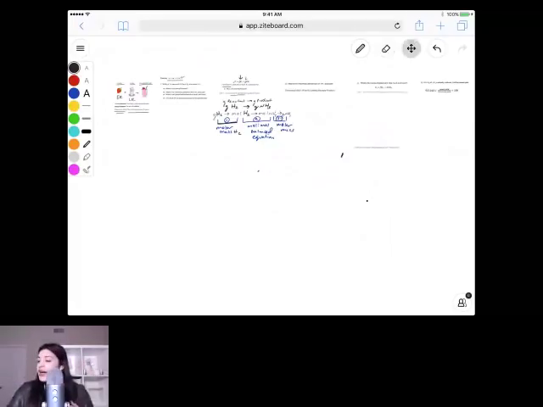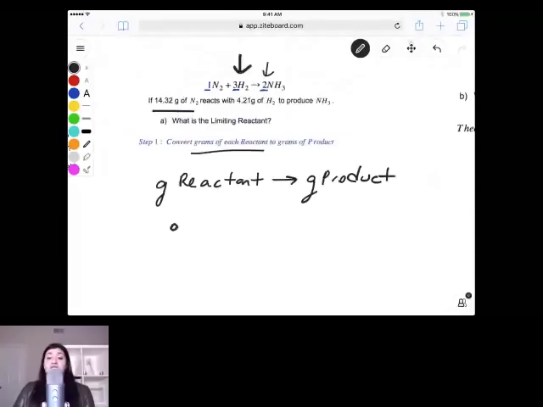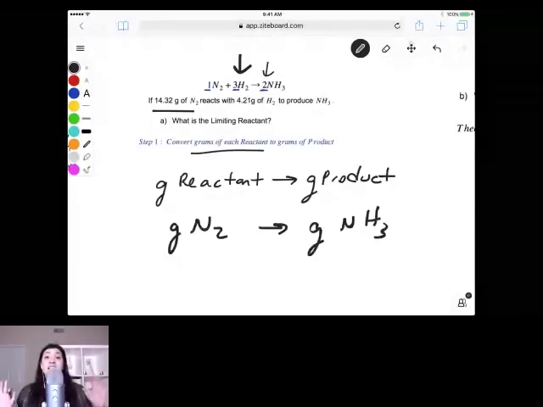Now, let's take this example again, and I'm going to redo it from scratch. I'll do N2 again. If we had grams of N2, which is our first reactant, and we're trying to get to grams of our product, which is NH3, sadly we can't just magically get from grams of N2 to grams of NH3, which are completely different compounds, right? There's no way. We have to do something in between.